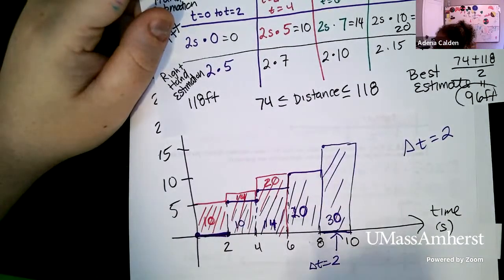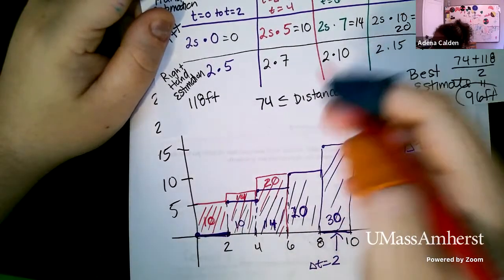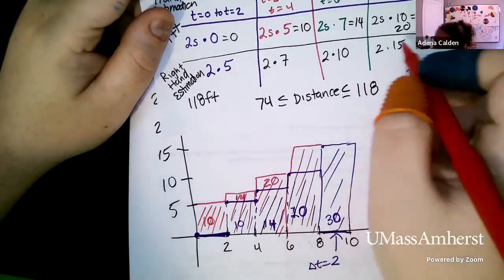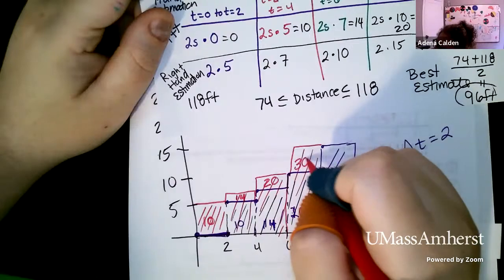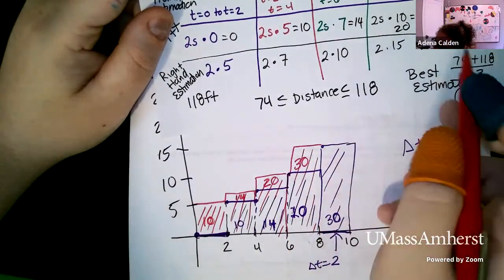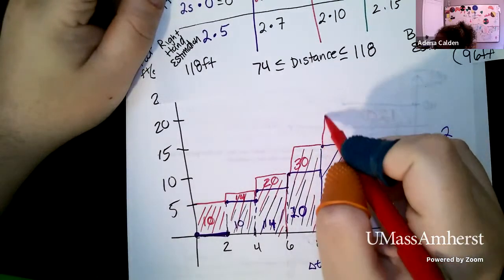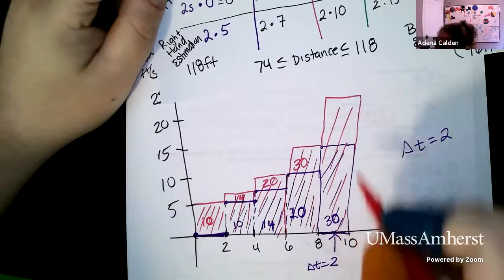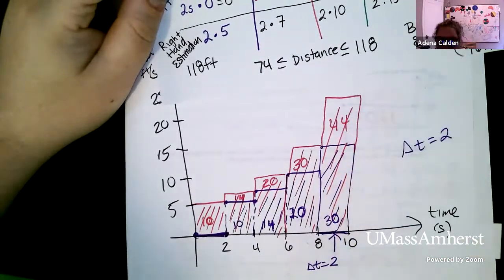From time 6 to time 8, we assumed a rate of 15, which gave us 30 when we multiplied those together. And from 8 to 10, we assumed a rate of 22. So we're going to come up here, which gave us a total area of 44.